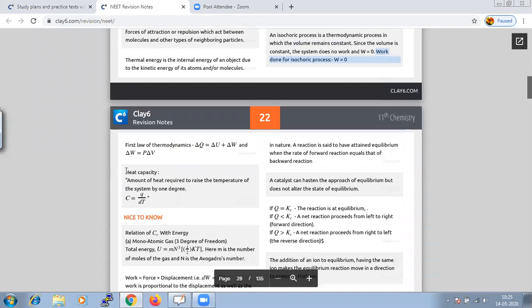And heat capacity, amount of heat, the formula we have mentioned. Hence it is important that knowing heat capacity or molar heat capacity or the specific heat capacity is not enough, but we should also know how we relate that with the other formulae, or from the given values, how we are able to apply that formula.